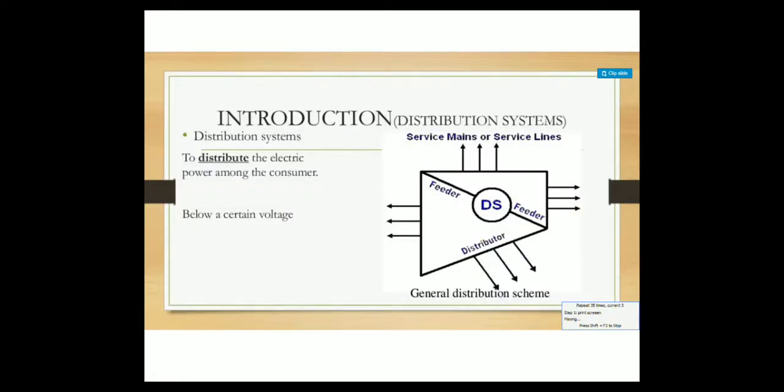And coming to the introduction, a distribution system includes three main parts, that is, the feeder, distributor and service mains. A feeder is nothing but a current carrying element which is used to distribute the power to the distributor. Distributors are the interconnectors which are used to distribute the same power to the service mains. As the service mains are connected to the load, the power will be distributed to the different loads at the service mains. This is the general diagram of a distribution system that we are seeing here.